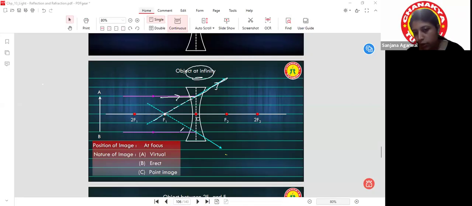Secondly, if we take another ray below the principal axis, it will again be refracted in such a way that, if we produce it back, it will appear to us to be coming from the focus point. And the image obtained will be virtual and erect, because it is not on the other side. We have to produce it back to get the image. That's why the image is virtual. A virtual image is always erect, and it will be smaller in size.